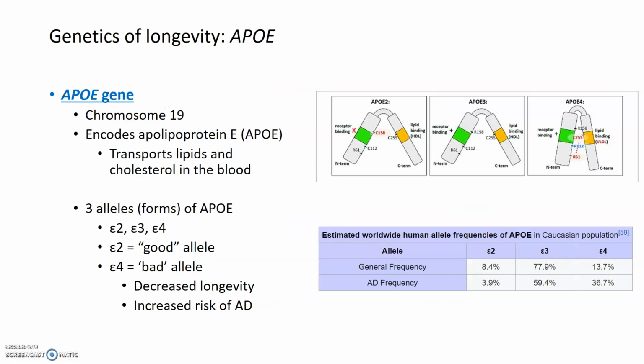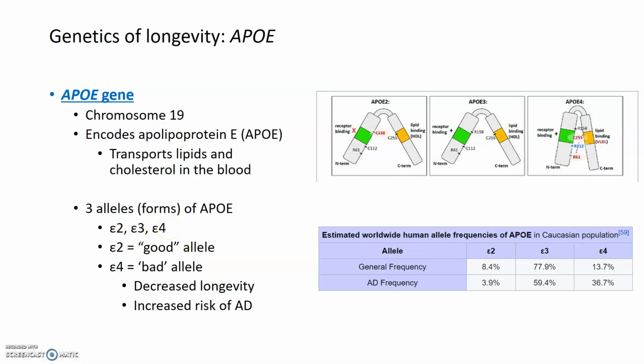So the first gene that has been implicated in many different GWAS studies of longevity and aging is a gene called ApoE, which encodes the apolipoprotein E protein, which is a protein that transports lipids and cholesterol within the blood. ApoE is located on chromosome 19, and it's a protein that basically binds up different types of cholesterol in the blood and transports it throughout the body. There are 3 different alleles, or different forms, of the ApoE gene: E2, E3, and E4.